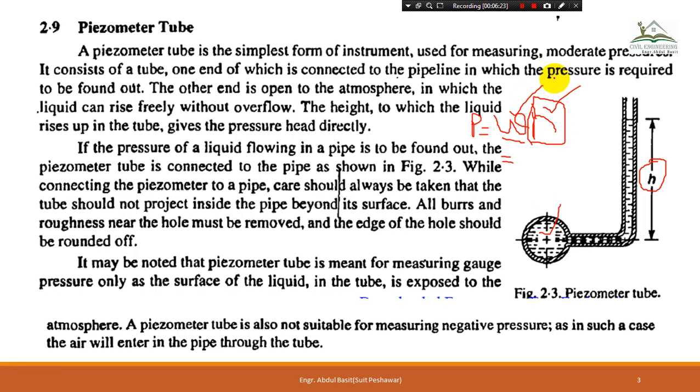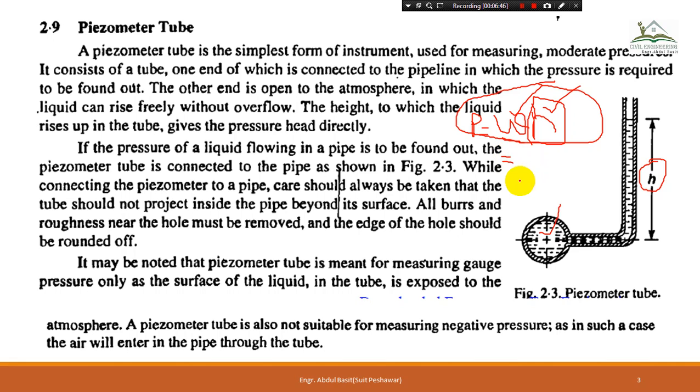This pressure will actually be in the head of water. As this is, for example, water, and the unit weight of water is multiplied over here, whatever is determined by this h will be in centimeters of water, or head of water. So what does head of water mean? I have already explained it in a previous tutorial.